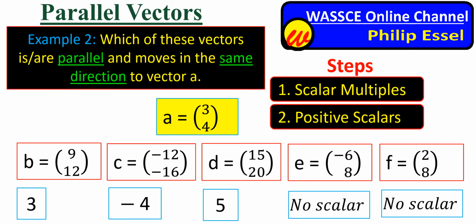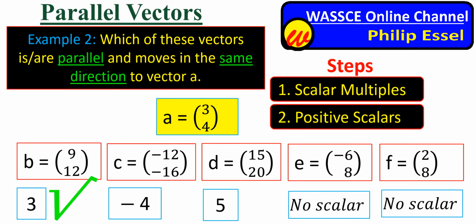As shown on the screen, the vector B is a scalar multiple of the vector A, and its scalar is the number 3. The number 3 is a positive scalar. So what it means is that the vector B is parallel to the vector A and at the same time moves in the same direction as the vector A.